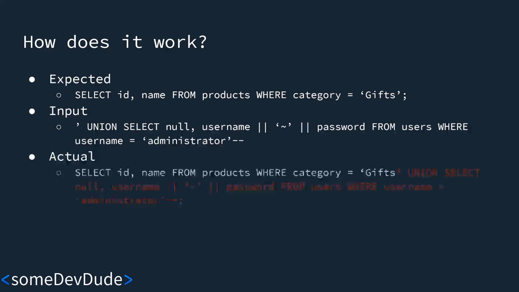And that changes the query to select ID and name from products where category equals gifts, union select null, username concatenated with password from users where username equals administrator, and that gave us the username and password for the administrator.